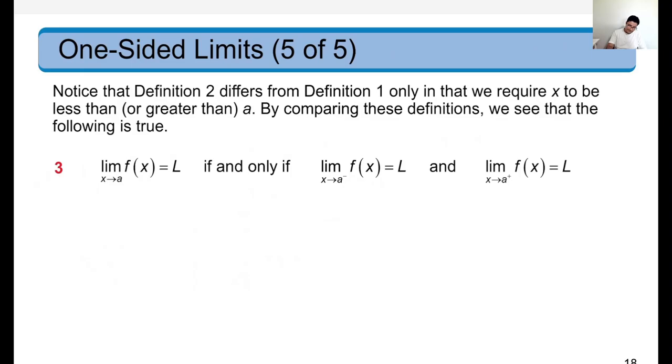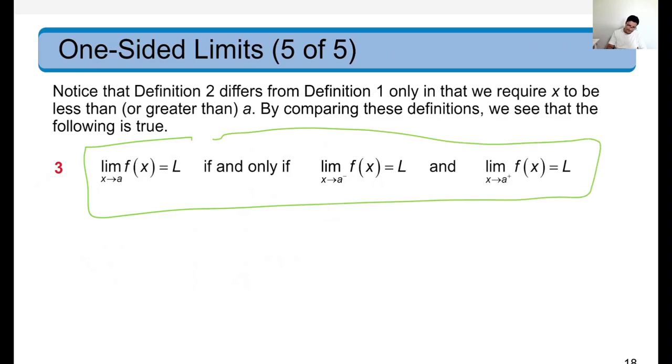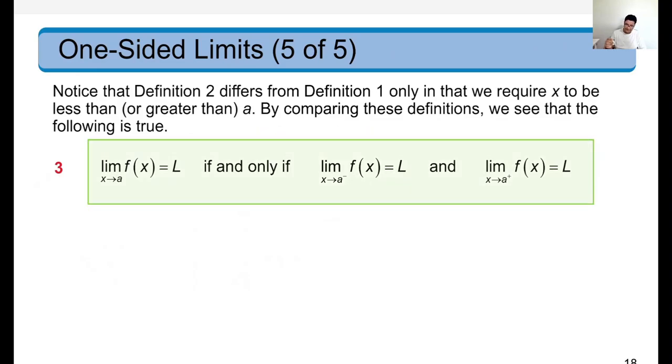And here is the formal statement of what I was saying, a very important result. The limit of the function exists if the left-hand limit exists, the right-hand limit exists, and they are equal. See this if and only if part here. If and only if.